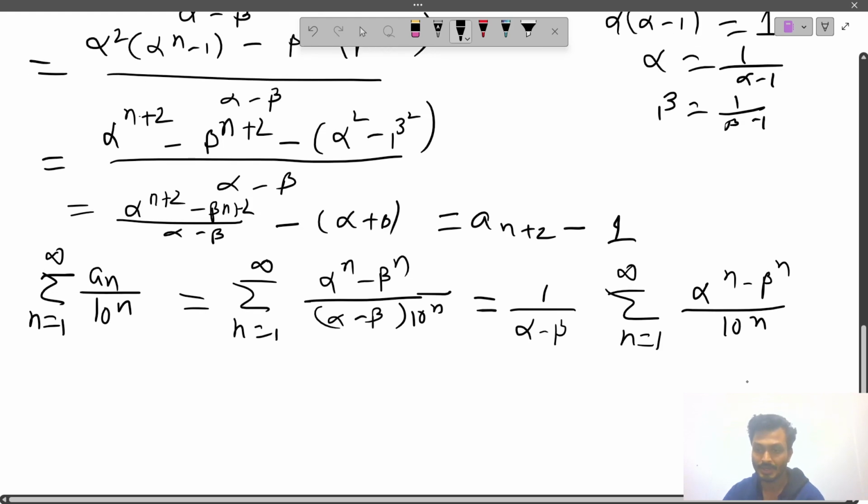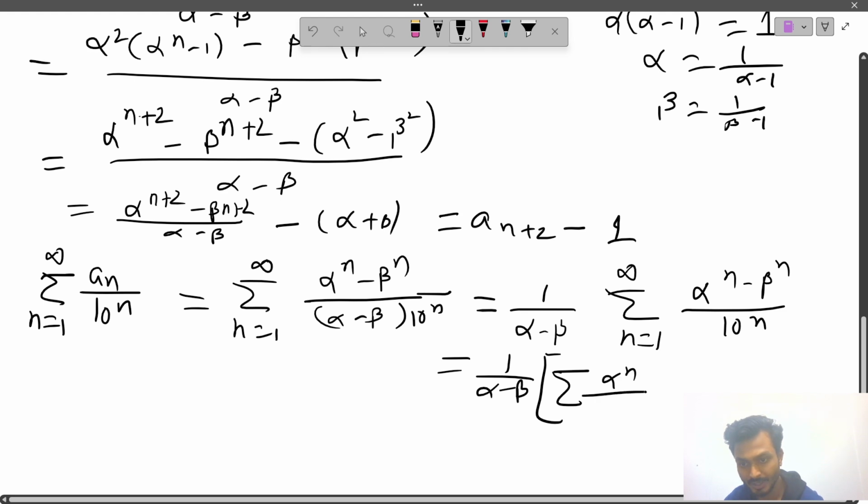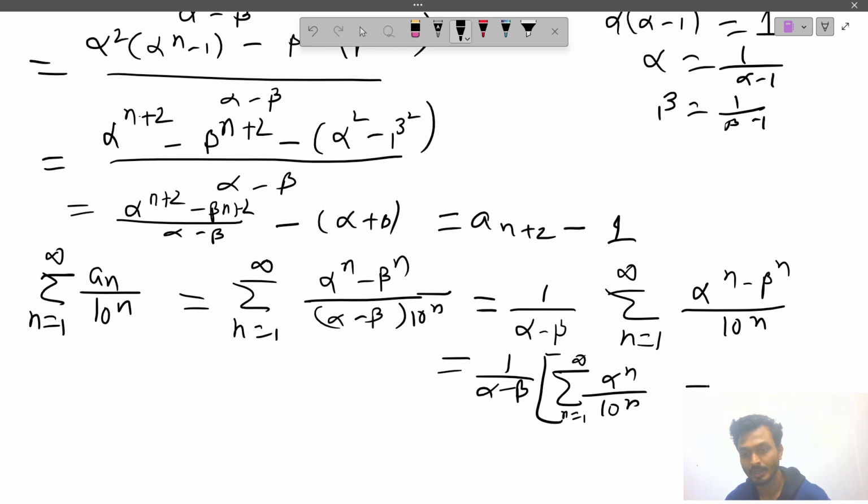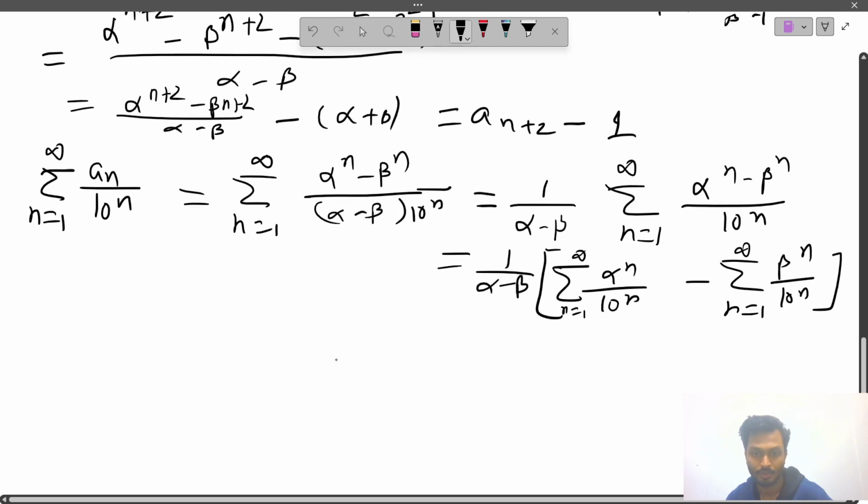Now what is alpha to the power n? This summation we can write as the summation of alpha to the power n by 10 to the power n, n from 1 to infinity. Similarly, minus the summation n equals 1 to infinity of beta to the power n divided by 10 to the power n, right? So this is an infinite GP series.